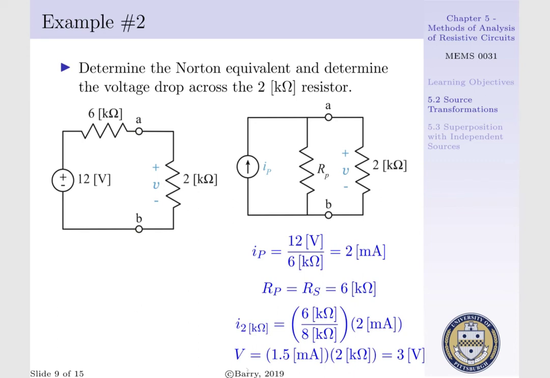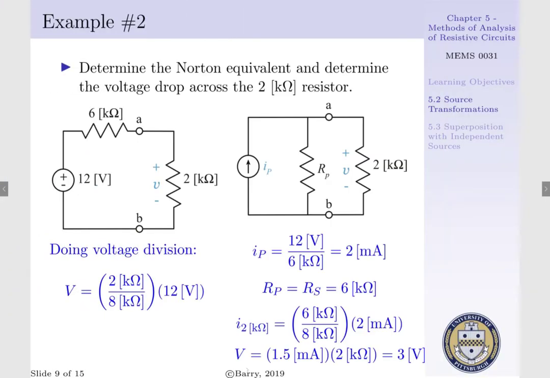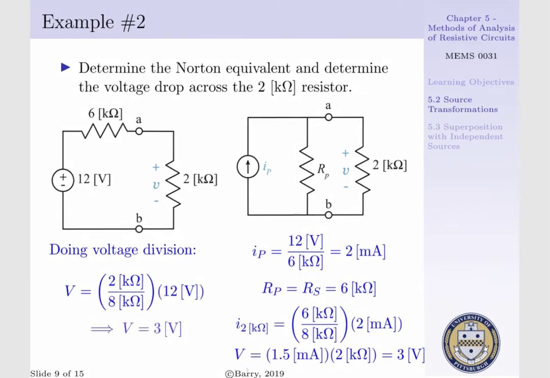To verify, we can look at our original Thevenin equivalent circuit and do voltage division. That is, our voltage potential across our 2 kilo ohm resistor is going to be our 2 kilo ohms per the sum of our resistances in series, 8 kilo ohms, times our source voltage. Therefore, our voltage drop across our 2 kilo ohm resistor is 3 volts, which matches our Norton equivalent circuit.